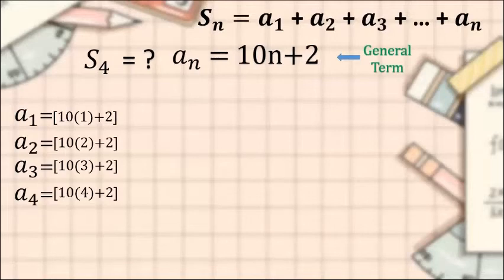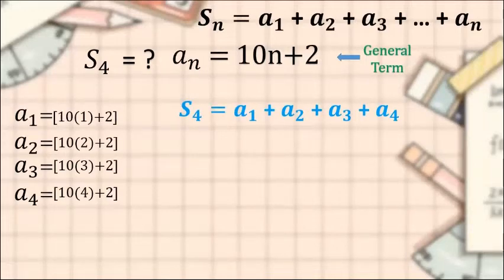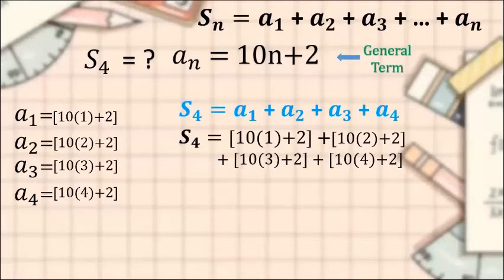Now, let's write our general formula. It will become S sub 4 is equal to A sub 1 plus A sub 2 plus A sub 3 plus A sub 4. Bakit hanggang A sub 4 lang? Kasi 4 lang yung hinahanap na term para isolve natin yung series. After that, let's substitute the given value for each term. So it will look like this one.